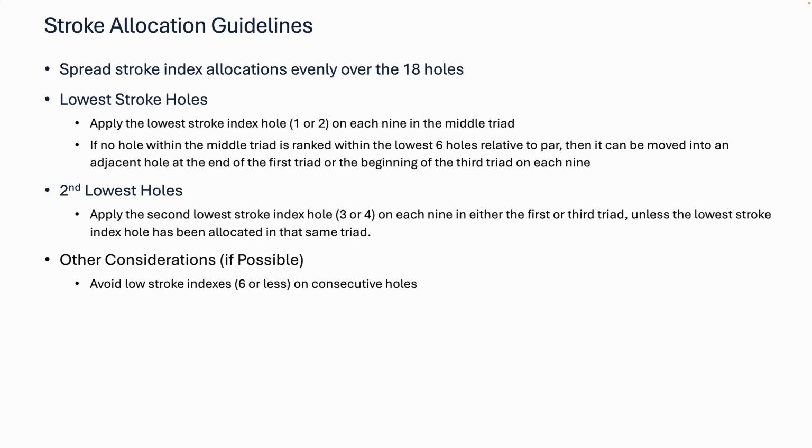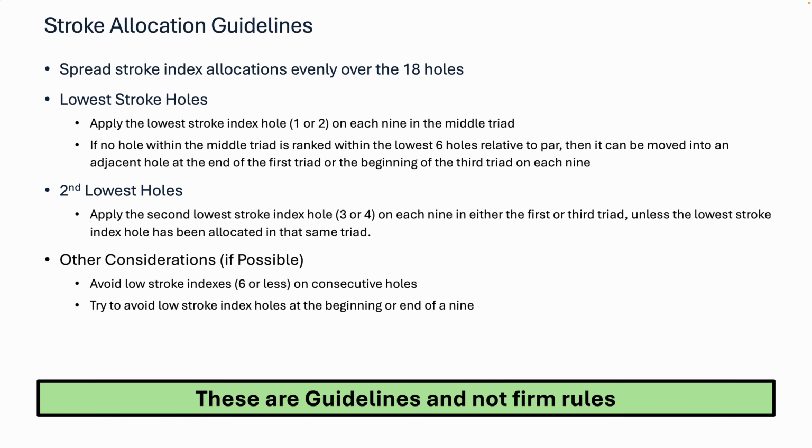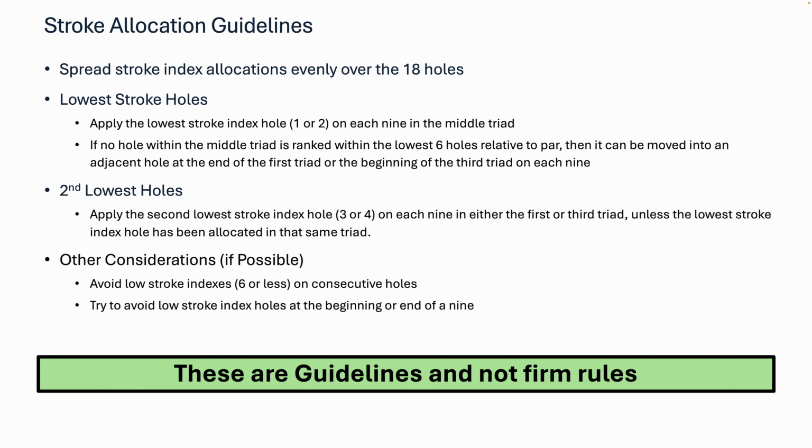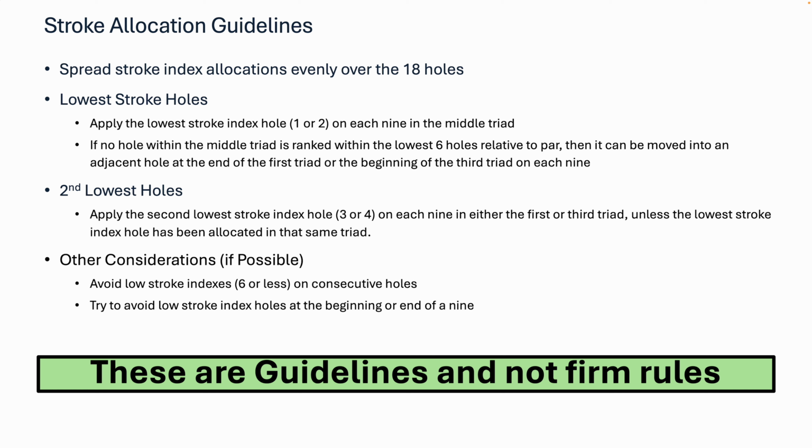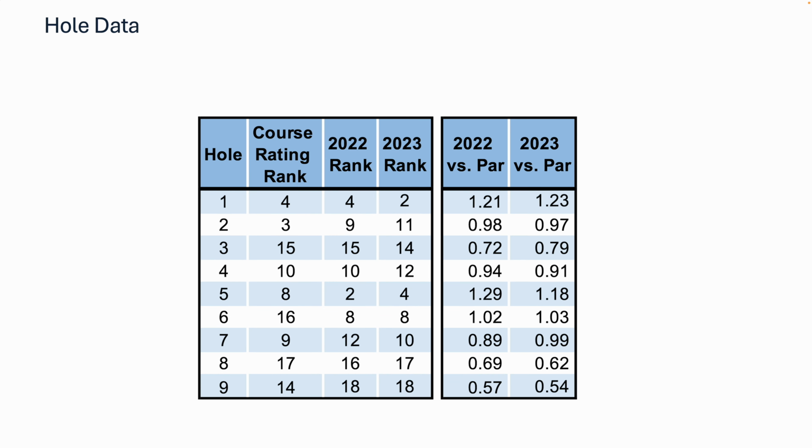You also want to avoid low stroke indexes on consecutive holes, and try to avoid low stroke index holes at the beginning or end of a 9. Just remember, these are guidelines and are not firm rules. So here's an example of the data we accumulated.